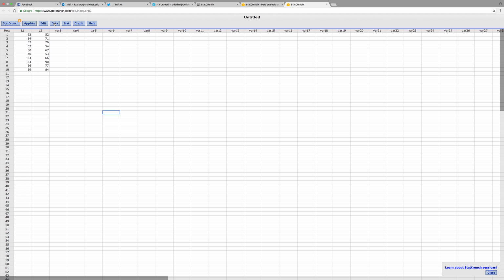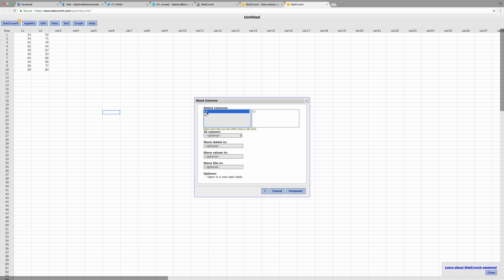So what we do in StatCrunch to be able to pull that off, we go to data and we go to arrange, and we want to create what is called a stack data set. So what I'm going to do now is select the two columns, L1 and L2. L1, of course, is the first location, and L2 is the second location. Now, ID columns, store labels in, store values in, store IDs in. We can go in and give this heading. So the values are going to be our sales, and the labels are going to be the location, and store IDs in ID.